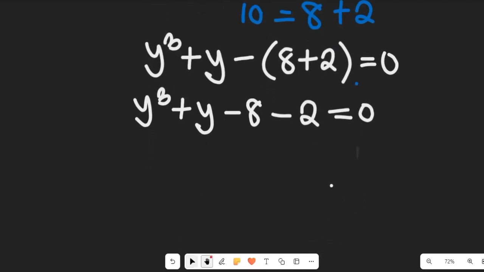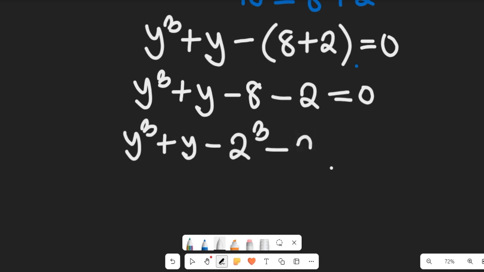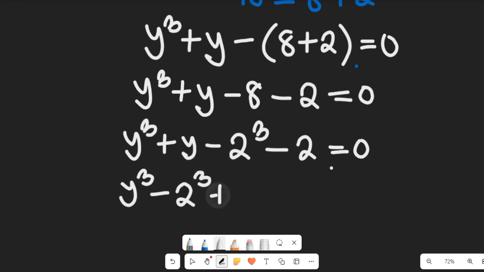Great. Now from the next step, I'm going to simplify. If I simplify that, you find out that this will give me y to the power of 3 plus y minus 2 to the power of 3 is 8, and this will give me minus 2, and that will be equal to 0. Now I'm going to regroup this such that the y to the power of 3 will come to be in a place. That will give me y to the power of 3 minus 2 to the power of 3, and this will give me plus y minus 2, and this will be equal to 0.